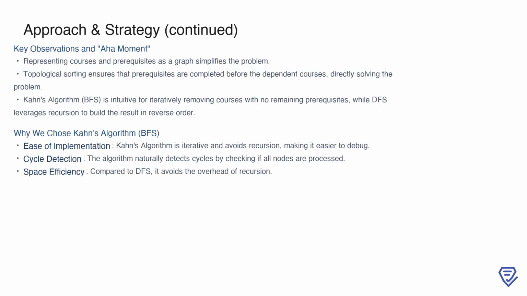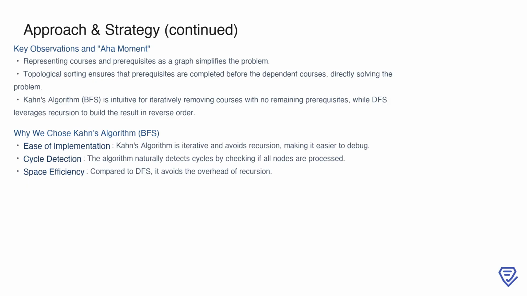Representing courses and prerequisites as a graph transforms the problem into a more structured task. Topological sorting ensures that prerequisites are completed before the courses that depend on them, directly addressing the problem's requirements. Kahn's algorithm, or the BFS-based approach, is particularly intuitive because it works by iteratively removing courses with no remaining prerequisites. On the other hand, the DFS-based method leverages recursion to build the topological order in reverse. One of the reasons we favor Kahn's algorithm is its iterative nature, which makes it easier to debug and avoids the potential pitfalls of recursion, such as stack overflow in deep graphs.